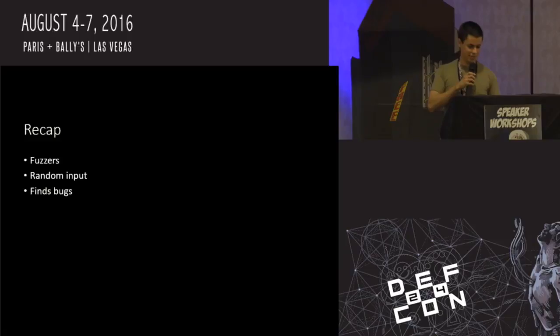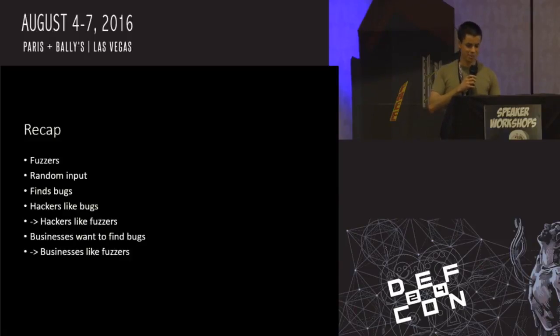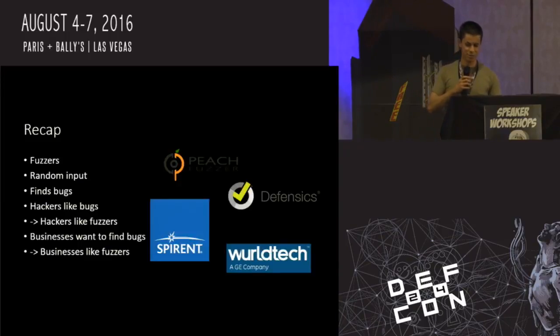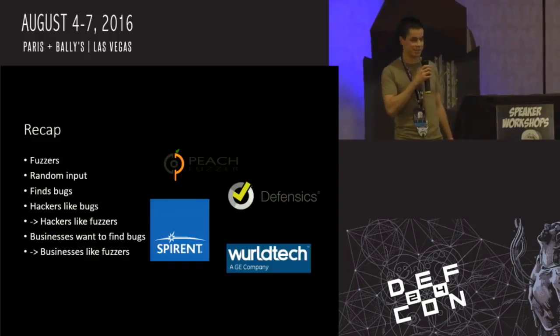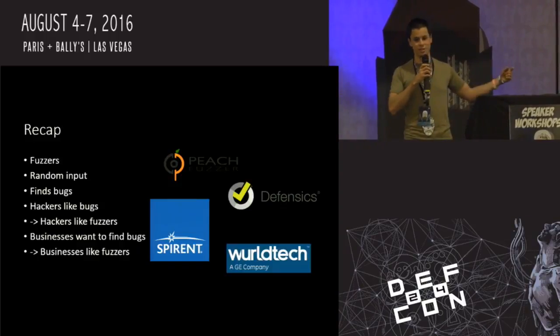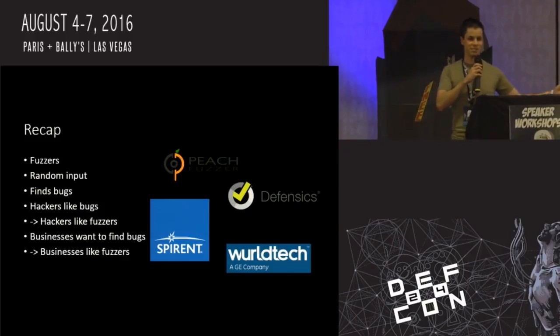So recap, fuzzers have random input, they find bugs. Hackers like bugs, so hackers like fuzzers. Businesses want to find bugs, so they like fuzzers too. And so you have commercial tools selling fuzzers to those businesses. And they're all in the generational smart fuzzer use case because they're selling to defensive people.